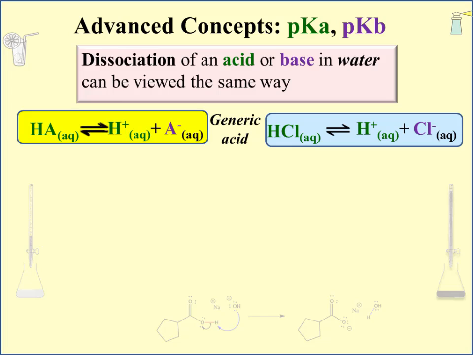If our generic acid is allowed to come to equilibrium, that is when the forward reaction is occurring at the same rate as the reverse reaction, then the concentrations of the acid and the ions will remain constant. It is not that the acid has stopped dissociating. It is that an equal amount of acid is reforming.